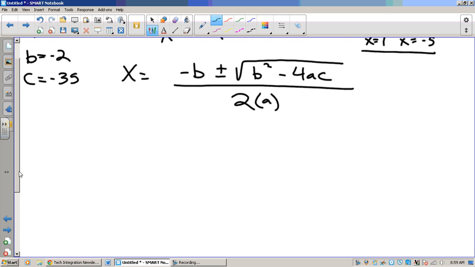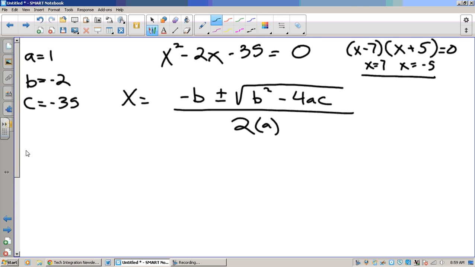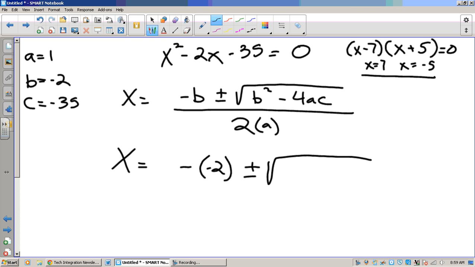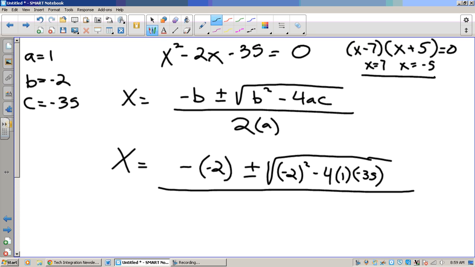Okay? So let's just plug and chug. So B is -2. So we've got x equals -2. Plus or minus B squared, which is -2 squared minus 4 times 1 times -35. All over 2 times 1, which is A.